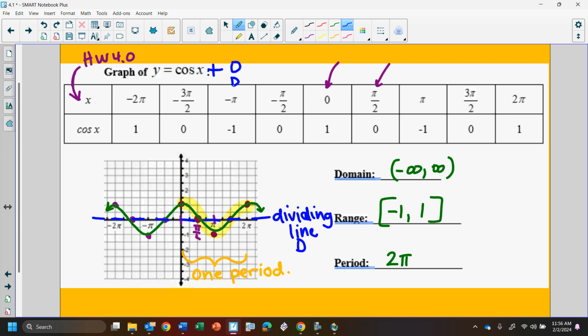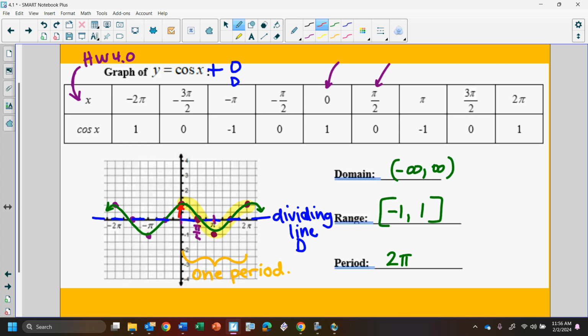To be honest and transparent, dividing line is a word I made up. You won't find it in the textbook. I don't know if they even have a name for it in a textbook. But I really like that it starts with a D, because it's the D value that determines that dividing line. Helpful? Okay.